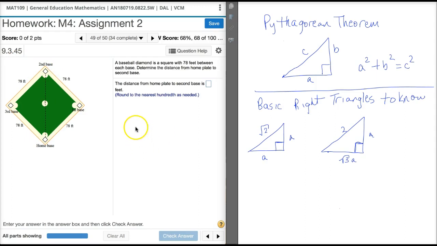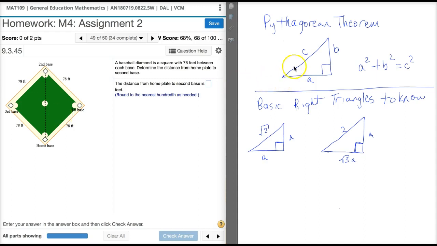Now, to be able to figure out this distance here, one of the things that we can use is Pythagorean's theorem. And we know that because Pythagorean's theorem tells us the relationships of all sides of a right triangle, meaning a triangle that has a 90-degree angle. And of course here we can see the distance from home plate to second base, and of course two of the sides of the diamond together form a right triangle. So we can use Pythagorean's theorem to figure out what this particular answer is.